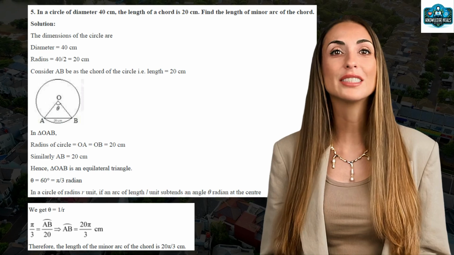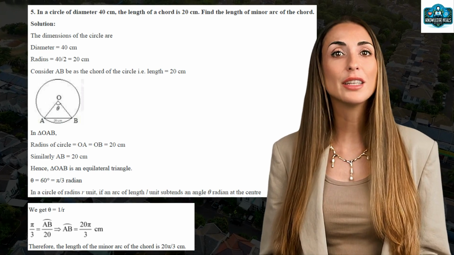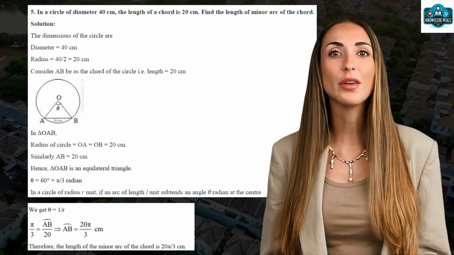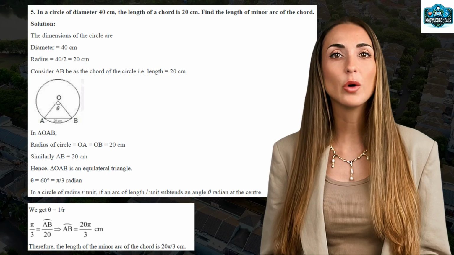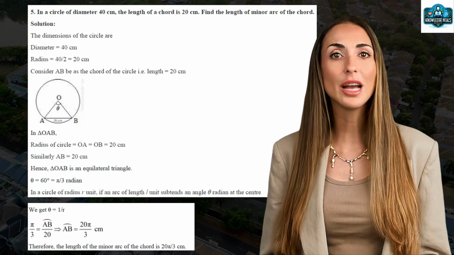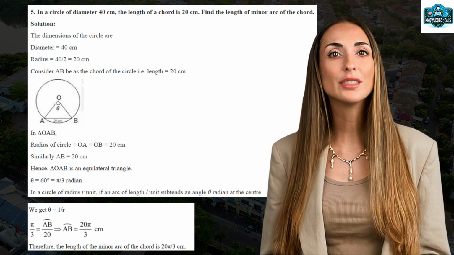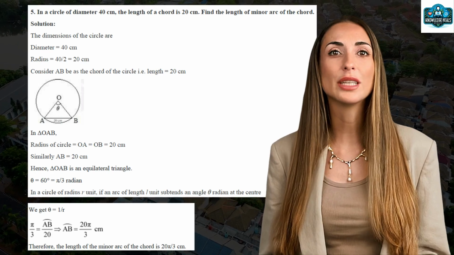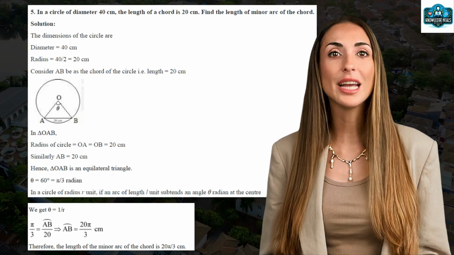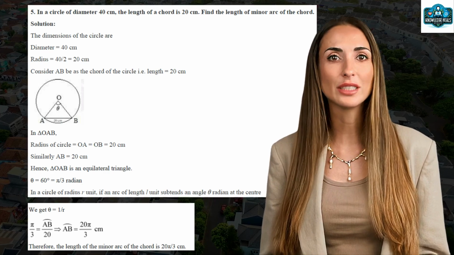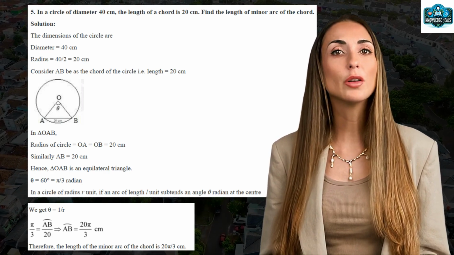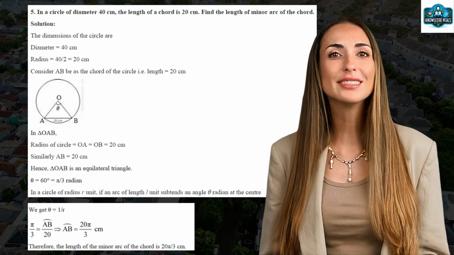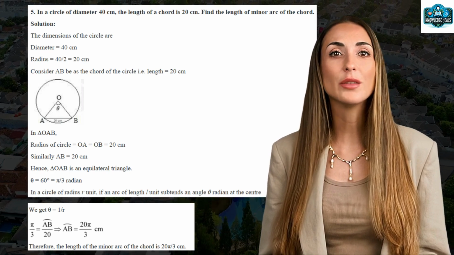Consider AB as the chord of the circle, i.e., length is equal to 20 centimeters. Now you can see the circle diagram, in which a triangle is formed with chord AB. In triangle OAB, the radius of the circle, OA is equal to OB is equal to 20 centimeters. Similarly, AB is equal to 20 centimeters. Hence, triangle OAB is an equilateral triangle. Theta is equal to 60 degree, which is equal to pi by 3 radian.